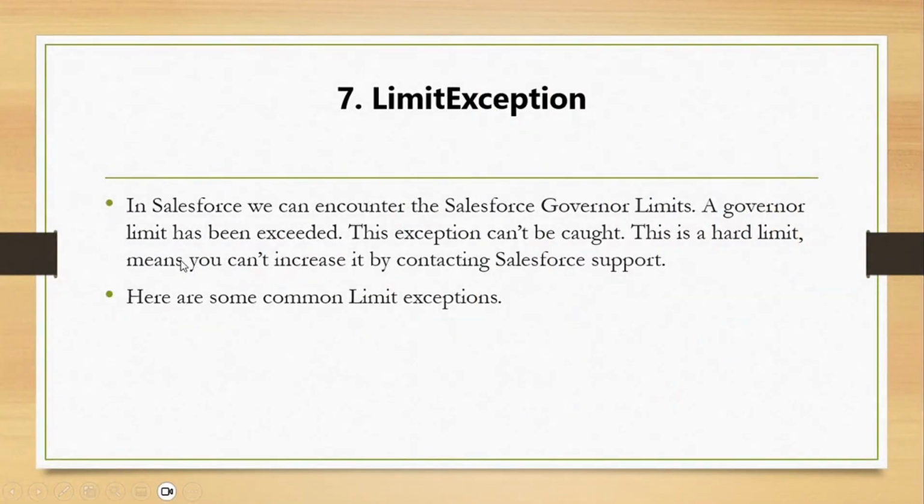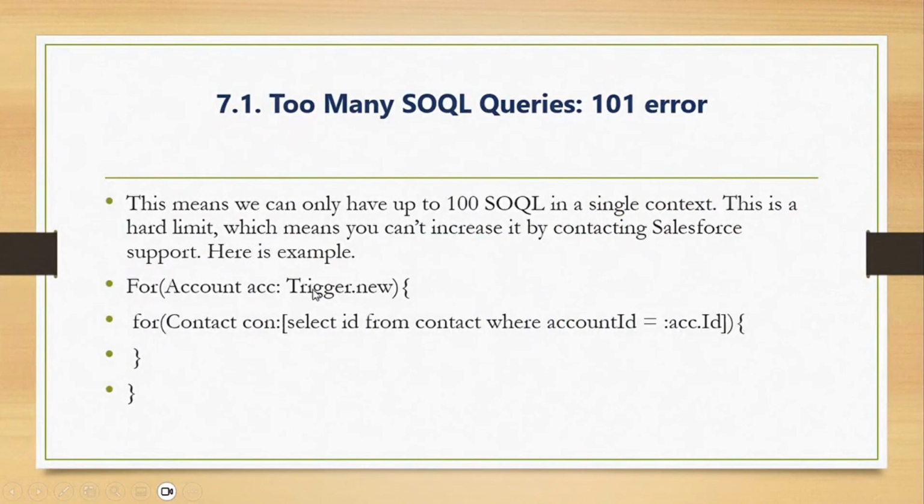Limit exception. In Salesforce, we can encounter the Salesforce governor limits, and the limit has been exceeded. This exception can't be caught. This is a hard limit, which means you can't increase it by contacting Salesforce support. Here some common limit exceptions are too many SOQL queries 101. This means you can only have up to 100 SOQL queries in a single context. This is a hard limit, which means you can't increase it by contacting Salesforce support.